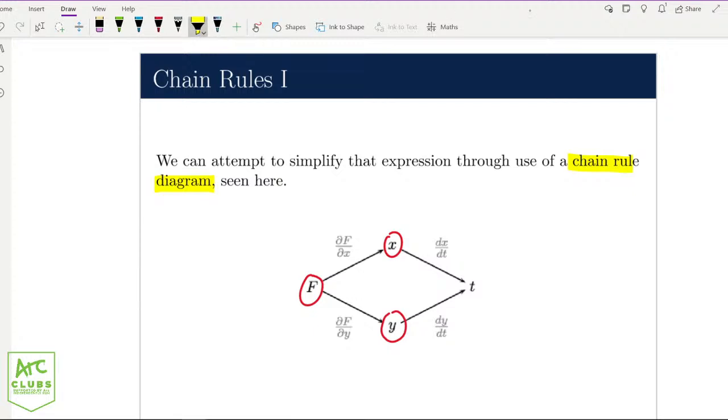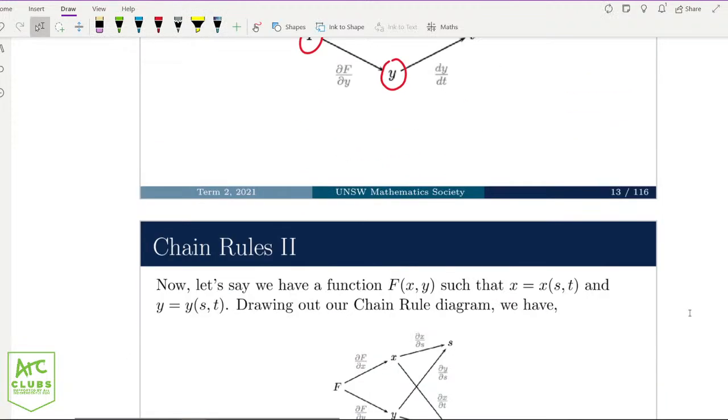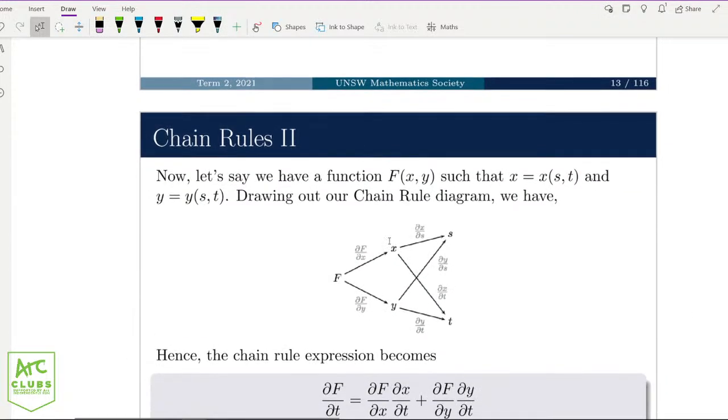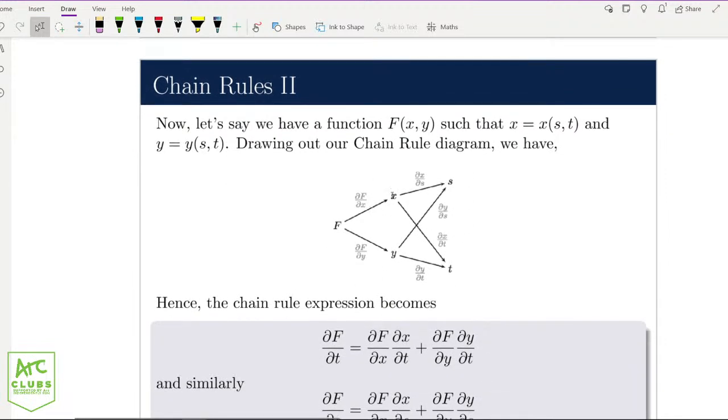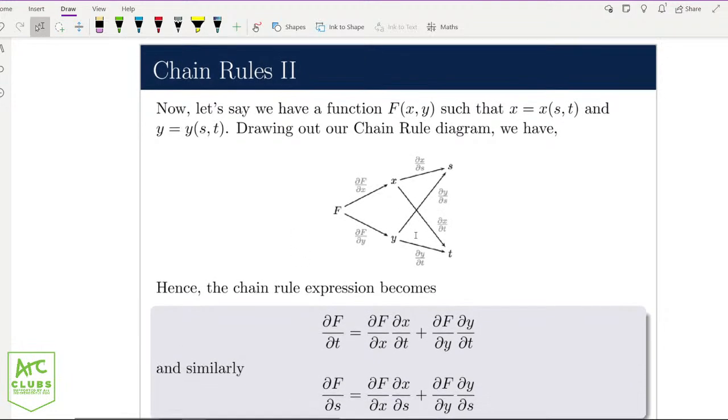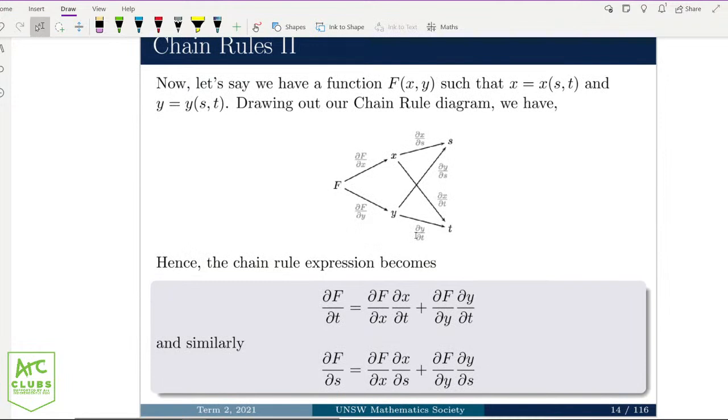So on the next slide, we'll be having a look at a more complex scenario where our functions x and y are now also functions of multiple variables. So as you can see, x is defined in terms of s and t, and y is also defined in terms of s and t. So that becomes a little bit more complex, but again, with the help of our chain rule diagram, we can visualize the path that we can take. If we want to get to partial f on partial s, essentially we are considering the two different routes that I can take.